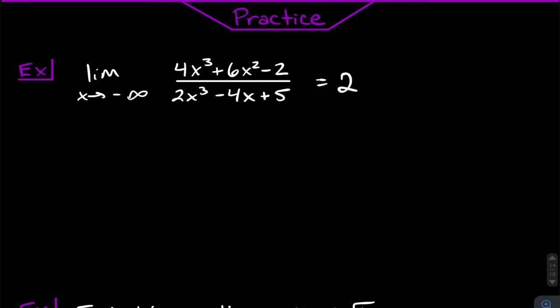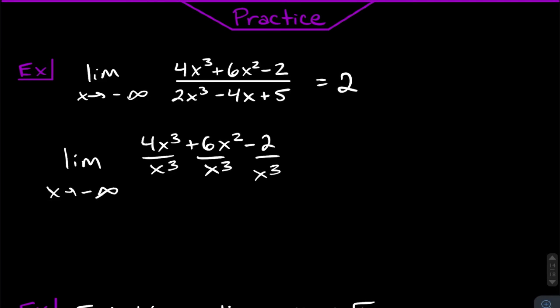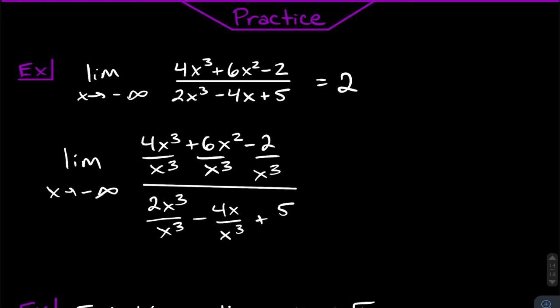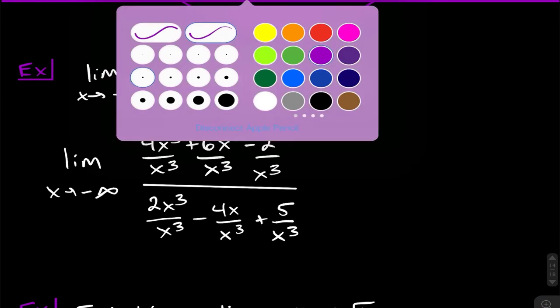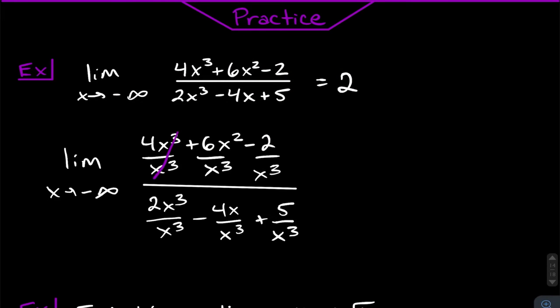If you're not sure how this equals 2, then divide everything by x cubed, like we've done before. Take 4x cubed plus 6x squared minus 2, and divide everything by x cubed here. So 2x cubed over x cubed minus 4x over x cubed plus 5 over x cubed, we're just dividing everything by x cubed. And then we notice that pretty much everything cancels. The x cubes cancel off. Here, this entire thing goes to 0 because that simplifies to 6 over x. It's the same idea as the orange section, which I keep mentioning. Same thing here, goes to 0, goes to 0. We're left with 4 over 2, that's 2. So hopefully that makes sense. That is going to be our answer for this problem.